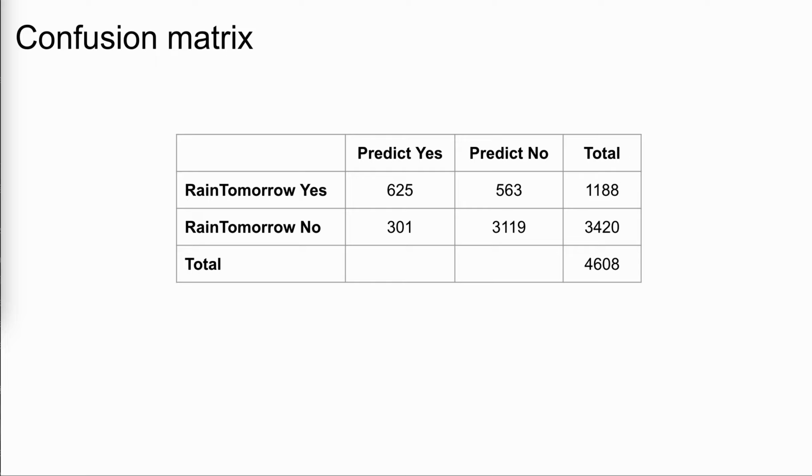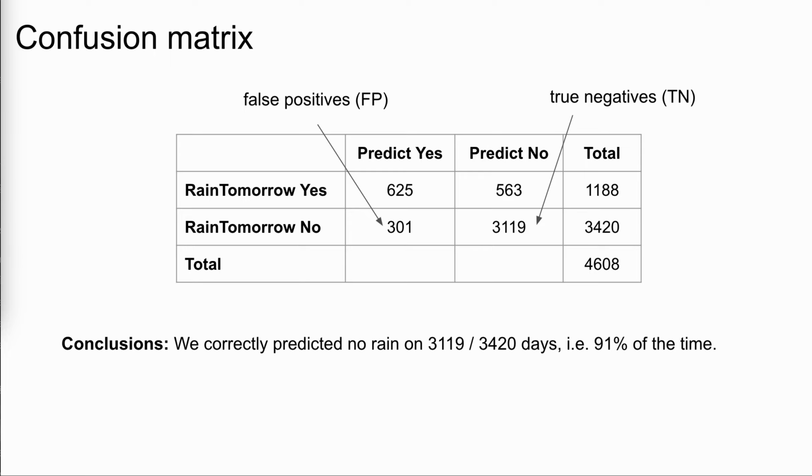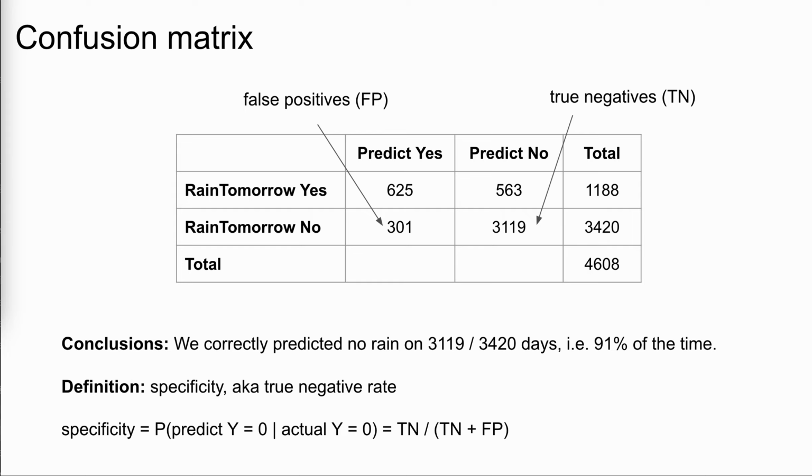We can similarly investigate the 3,420 days on which it didn't actually rain. The model correctly predicted no rain on 3,119 of these days, but incorrectly predicted rain on the other 301. That is, there are 3,119 true negatives and 301 false positives. Putting this together, we correctly predicted no rain on 3,119 out of 3,420 days, or 91% of the time. This metric also has a name, specificity or true negative rate.